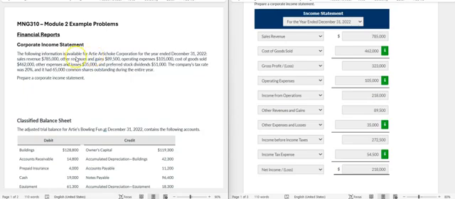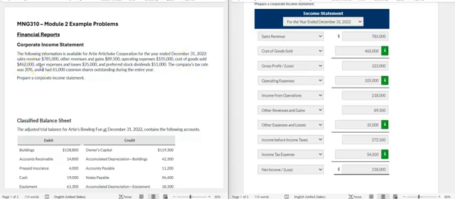We are presented information for Artichoke Corporation for the year ended December 31st of 2022. They have provided us information about the revenues earned, the sales revenue. They had some other revenues and gains that they brought in that affected their income. They incurred operating expenses of $105,000. Their cost of goods sold was $462,000.